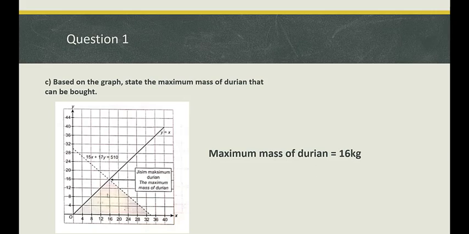Yeah, because this shaded region is applicable with both conditions just now. So when we go based on this graph, the graph means the shaded region here, and the maximum mass of durian, which is y, the maximum y is 16. So now we have solved our first question. Good job if any students got it correct.